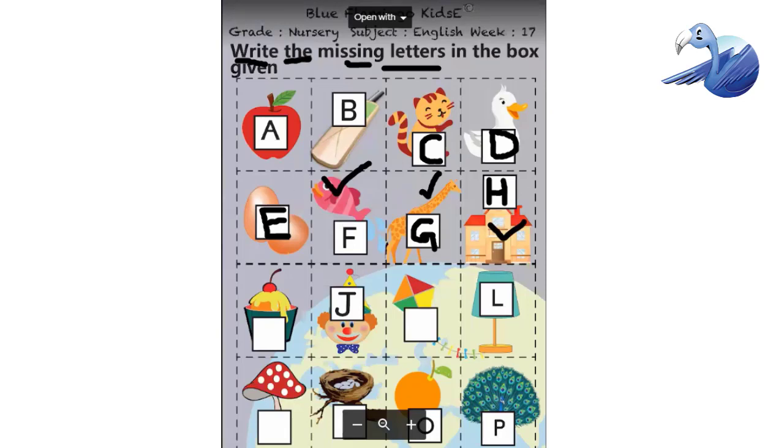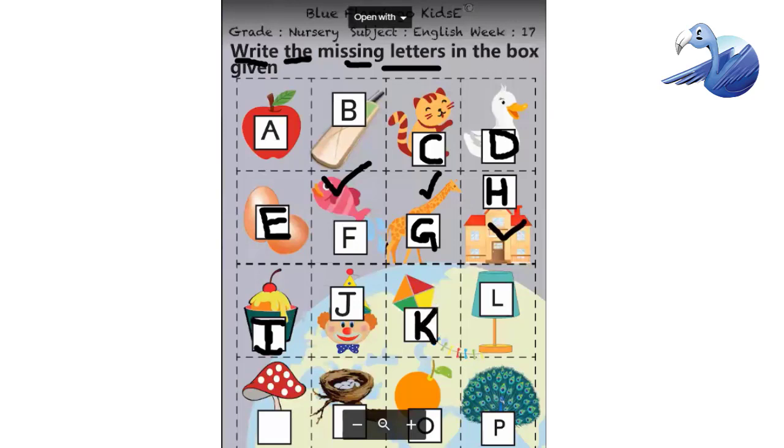Next is, students, this is very tasty, yummy. What is the picture? Ice cream. So it starts with I. So we have to write I. And this is a funny joker. So students, J sound is of J, which is already there. Now next is kite. So which letter? K letter.